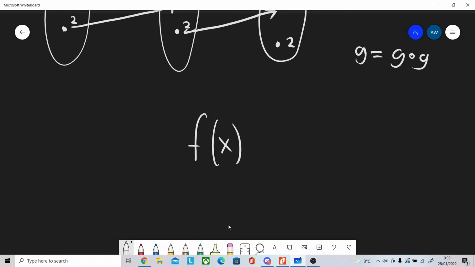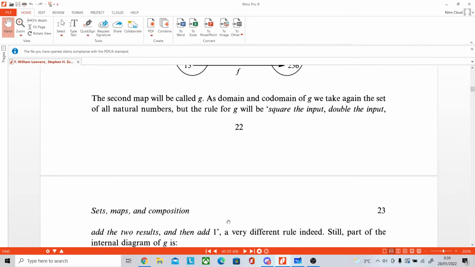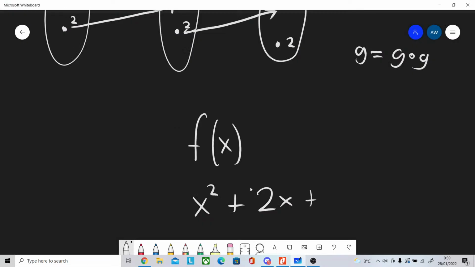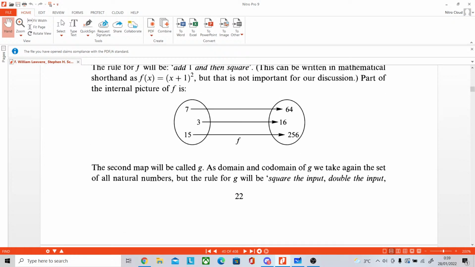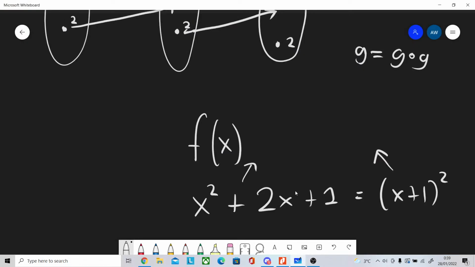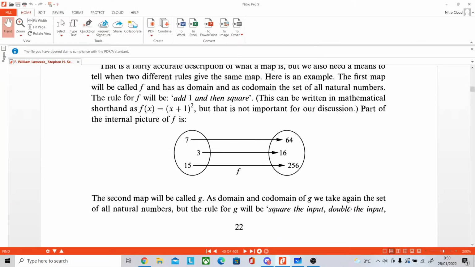So f of x, you square the input, you double the input, you add the two results, and then add 1. So notice that this is just x plus 1 squared by basic algebra. So we can give them two instructions, but ultimately they're equivalent to one another, right? They map to the same points, right? If you put 1 as x, then this gives a number, this also gives a number, and they are going to be the same number.